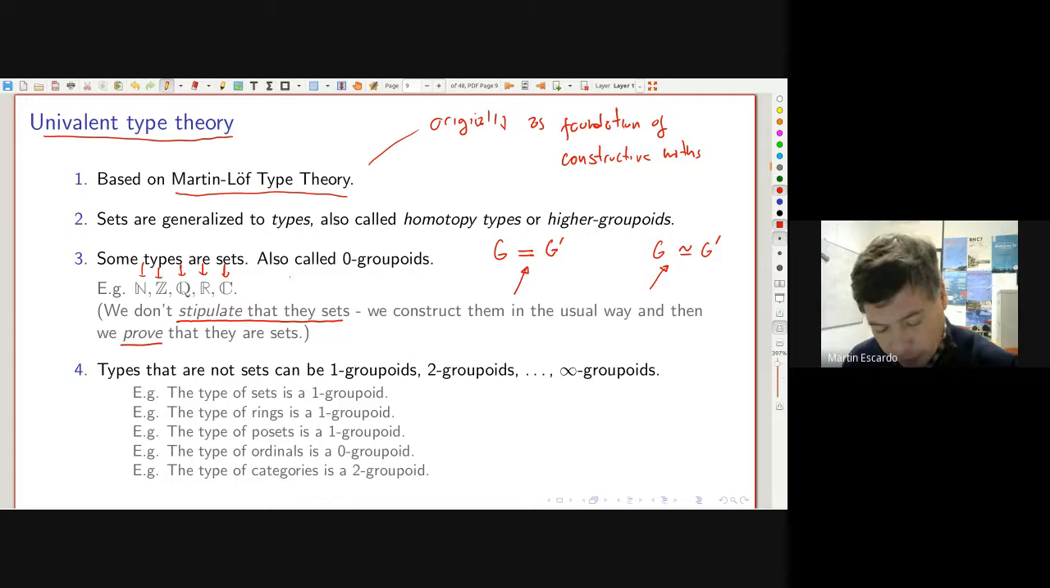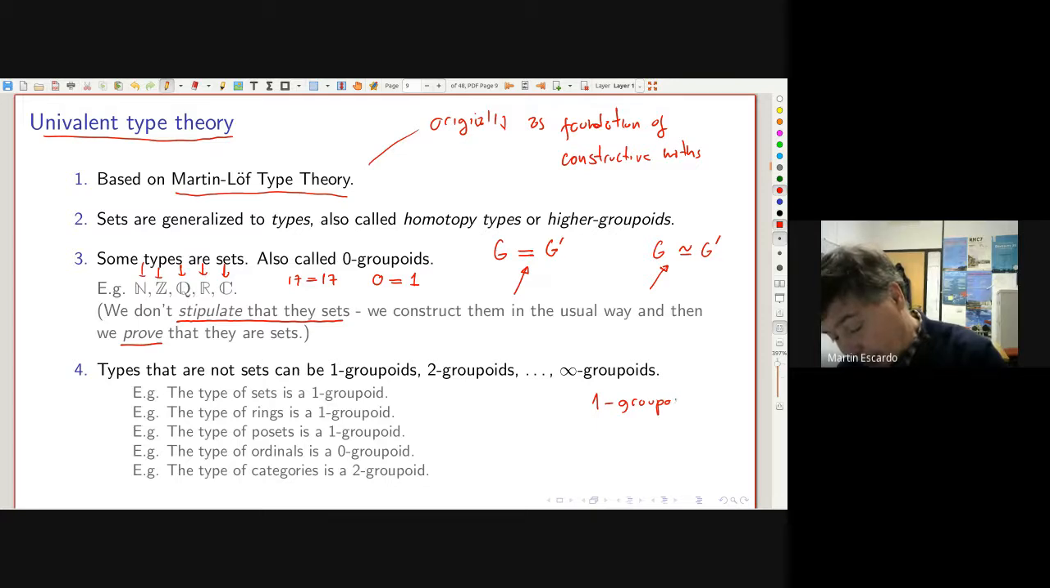An example would be the natural numbers. There is at most one way for 17 to be equal to 17, exactly one actually, and there are no ways for 0 to be equal to 1. So these types are sets, because there is at most one way for them to be equal. Now the type of groups will be a so-called 1-groupoid.